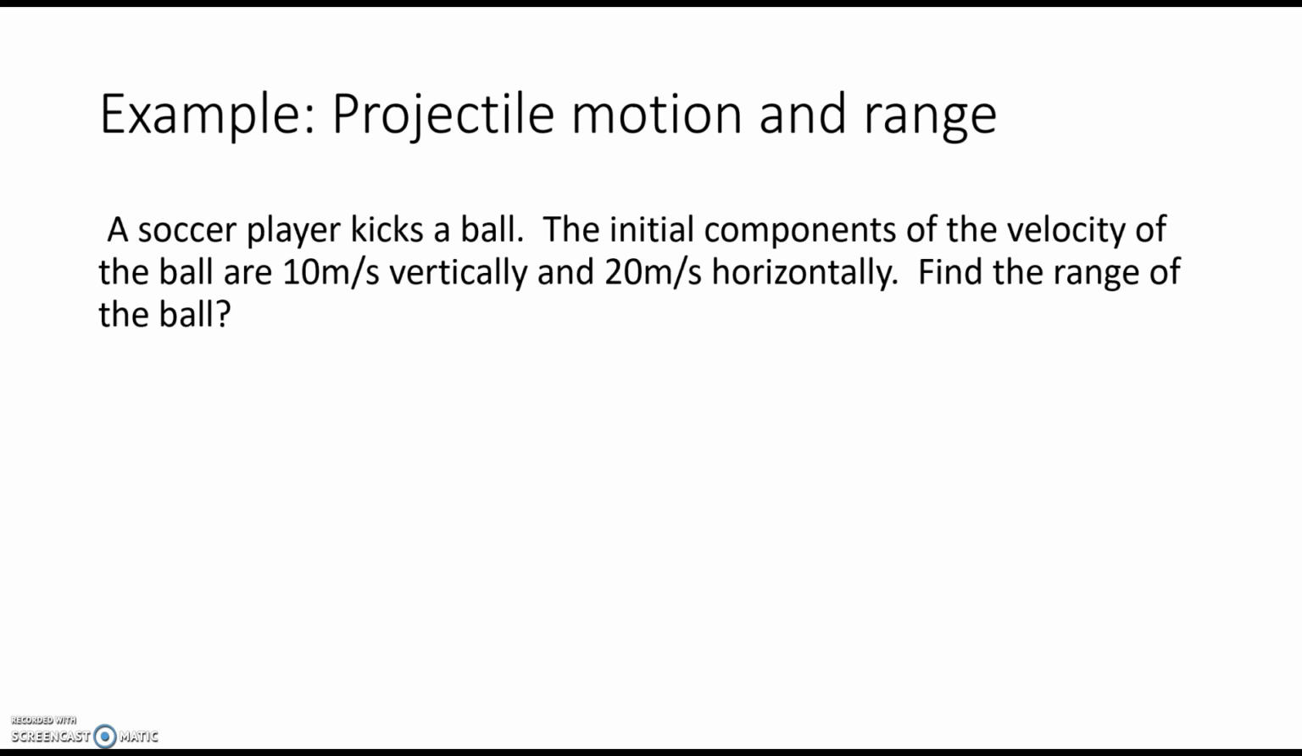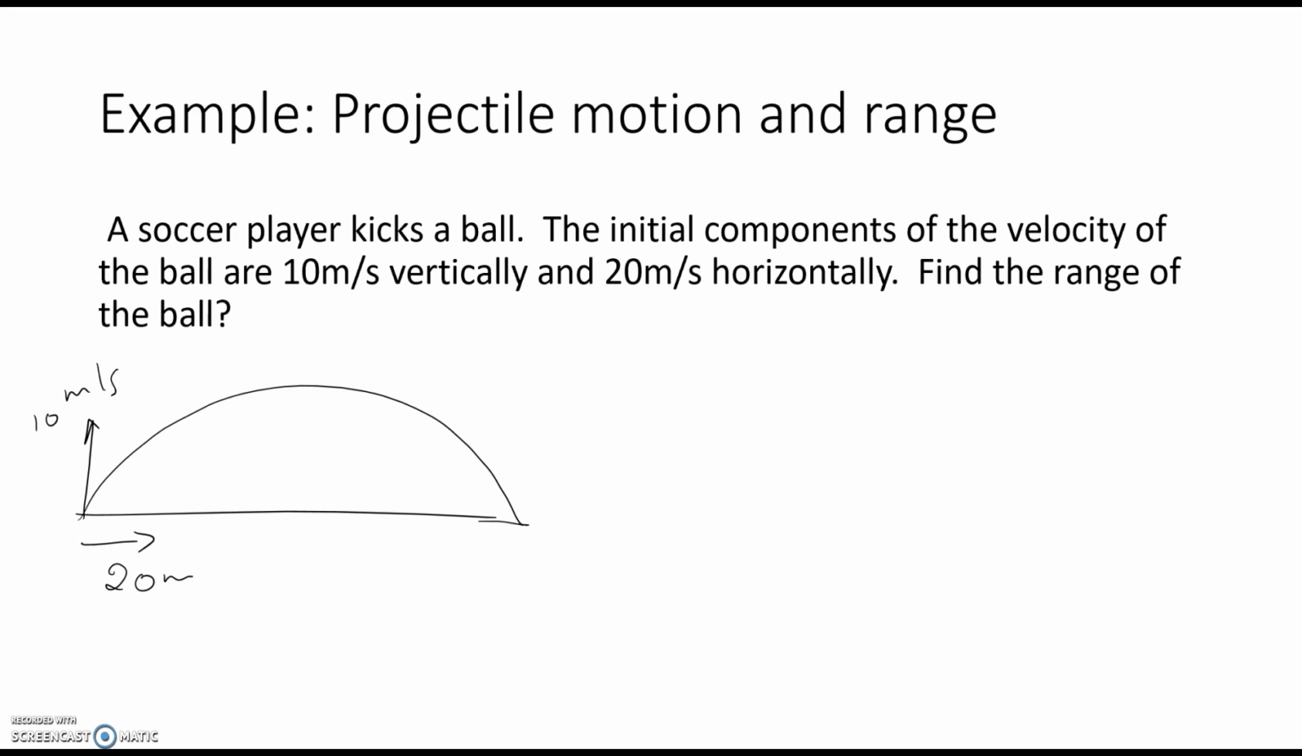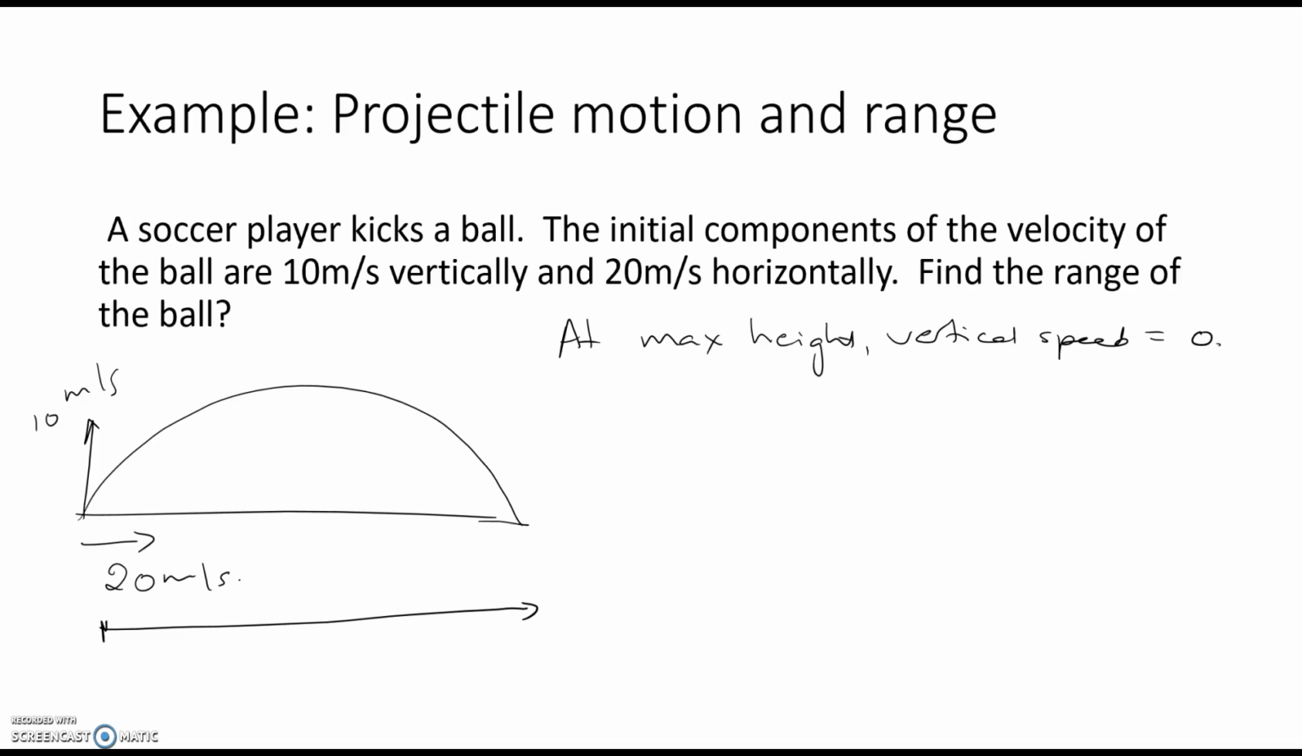So now using that, we can do some work. This one, we've got that the vertical speed is 10 meters per second and that the horizontal speed is 20 meters per second. And we need to find the distance, which is from here to there. Right, at the maximum height, then we know that the vertical speed will be 0. So at that stage we use this formula.